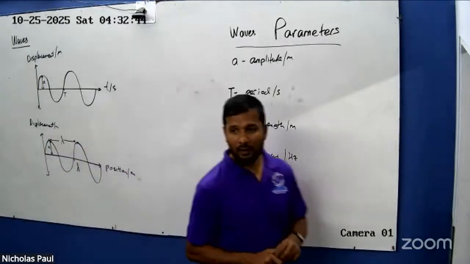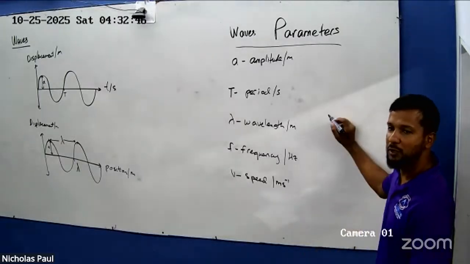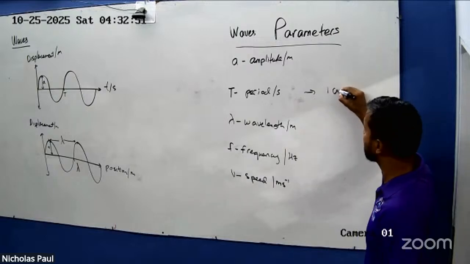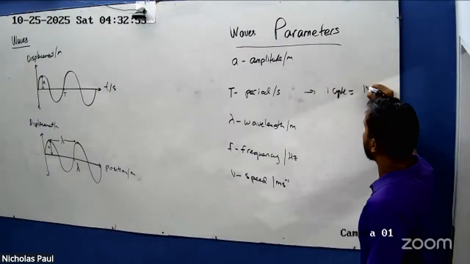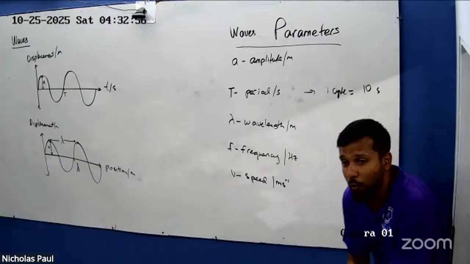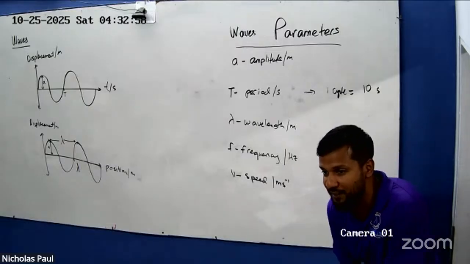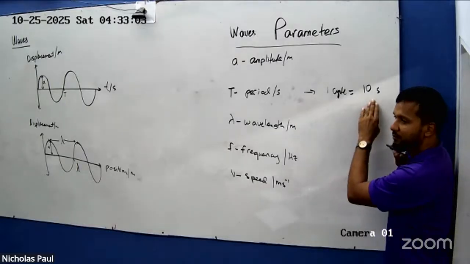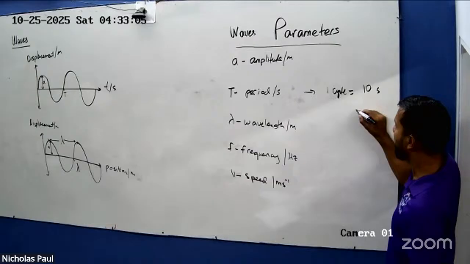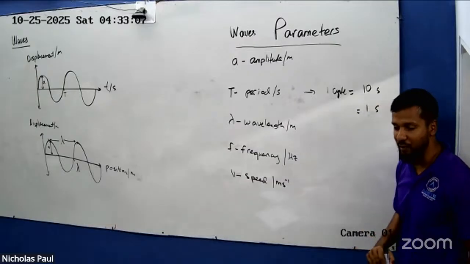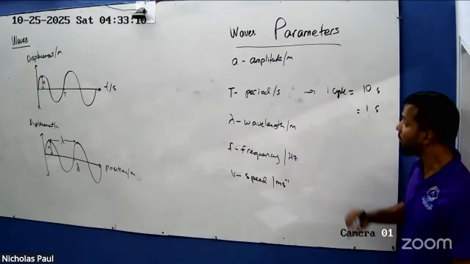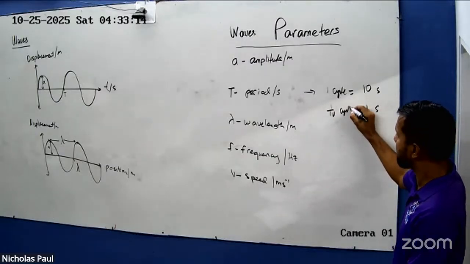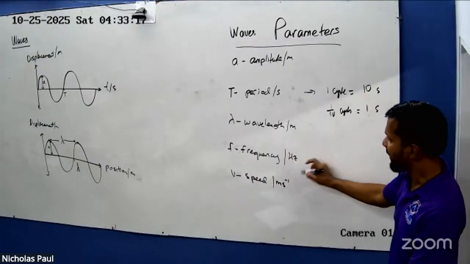If I know the period, the time for one cycle, is 10 seconds, how can I figure out the number of cycles in 1 second? So period is one cycle in 10 seconds. How can I figure out the number of cycles in 1 second? Divide both sides by 10, correct? So, is there a formula for frequency?